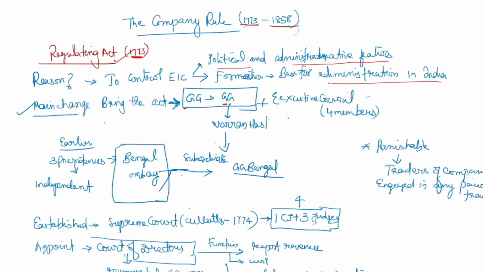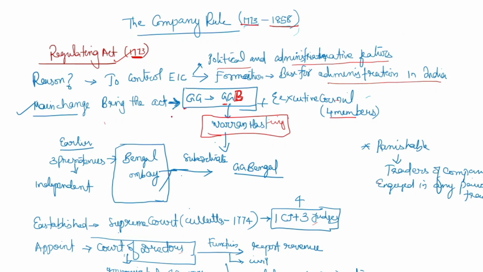What is the main change brought by the Regulating Act? The post of Governor General is converted into Governor General of Bengal, and an executive council of 4 members is created to assist the Governor General of Bengal. So who is the first Governor General of Bengal? Warren Hastings. Warren Hastings is the first Governor General of Bengal.